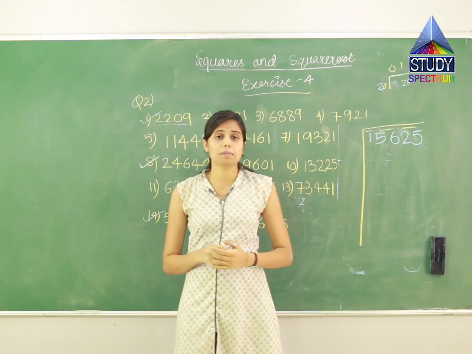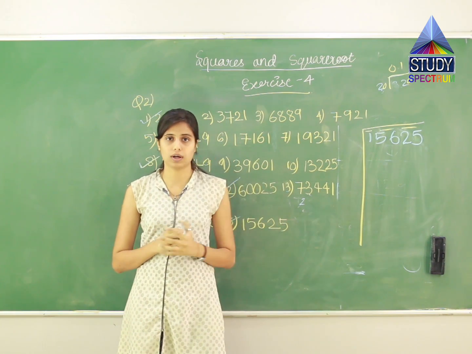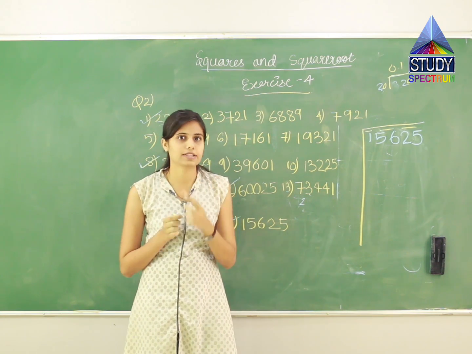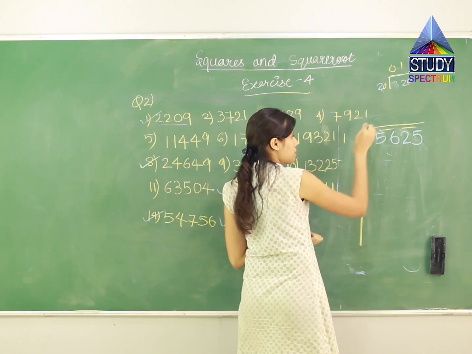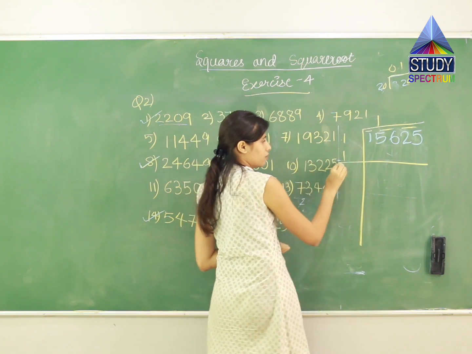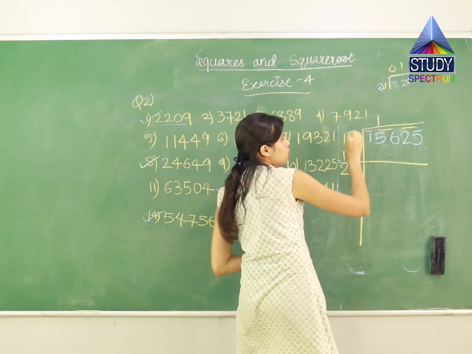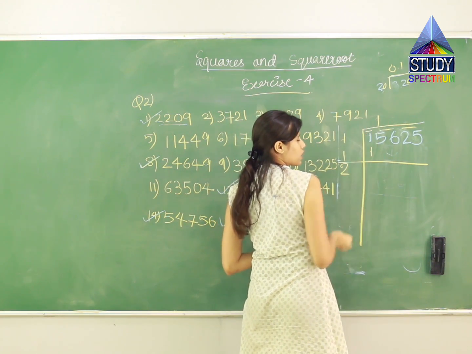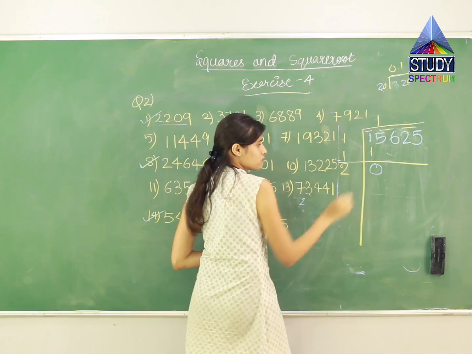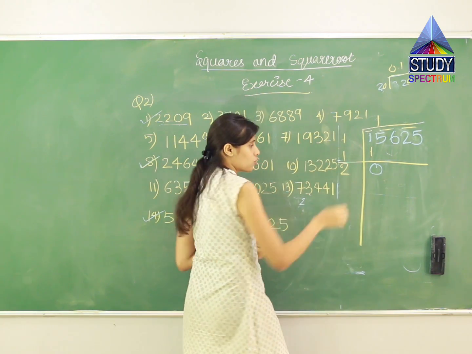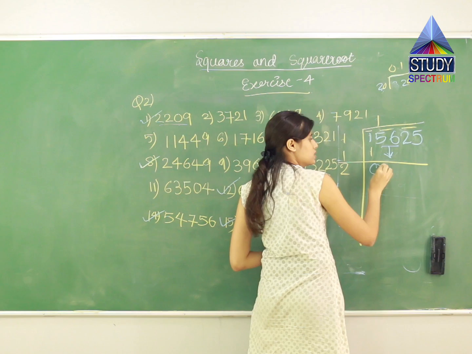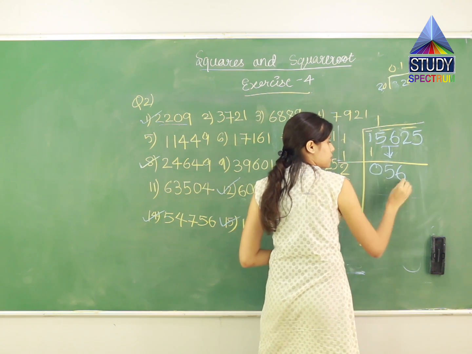So 1. Now tell me a number whose square is closer to 1. 2 2s are 4, so 2 is also not possible. 1 1s are 1. Yes. So what will we write? 1. How many times? 2 times. So 1, 2. Add both. We will get 2. Over here 1. So 1 1s are 1. 1 minus 1 comes to what? 0. Okay. Now over here we have 0, over here we have 2. 0 cannot be divided by 2. So what will we do? We will bring this number down, which is 56.